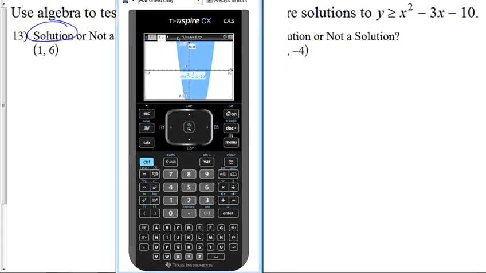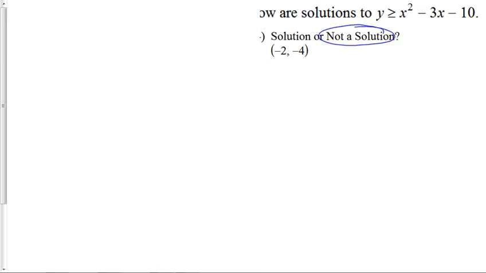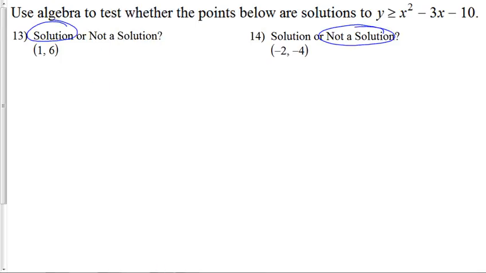Okay, the second one asks you about -2, -4. Now here's -2, -4. That one's pretty close. My guess is that it's outside, but we should probably prove it with some algebra. So I'm going to guess not a solution, but let's see what happens with the algebra. So remember now every point is an x and a y, so we can plug those in and see if it works. 6 goes where y is, 1 goes where x is, and we'll use PEMDAS to work through it.